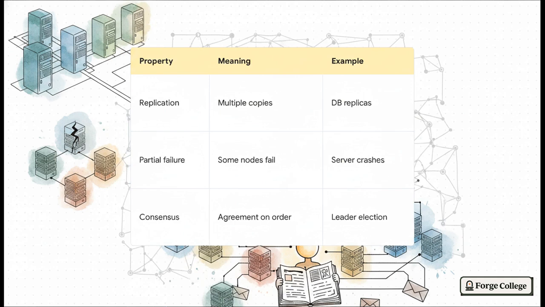Second, partial failure. This is when that one server crashes while the rest of the cluster is totally fine updating the system. And third, consensus. This is the holy grail, folks. It's the agreement on an ordered sequence of events. When our network is acting like that chaotic post office, we use consensus mechanisms like electing a temporary leader to force everyone back into the synchronized notebook reality.